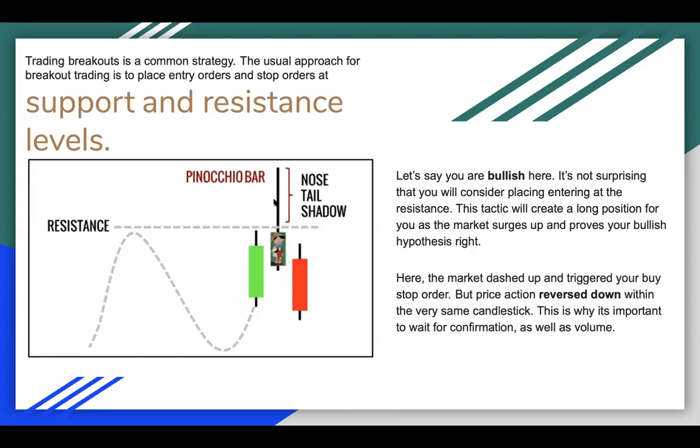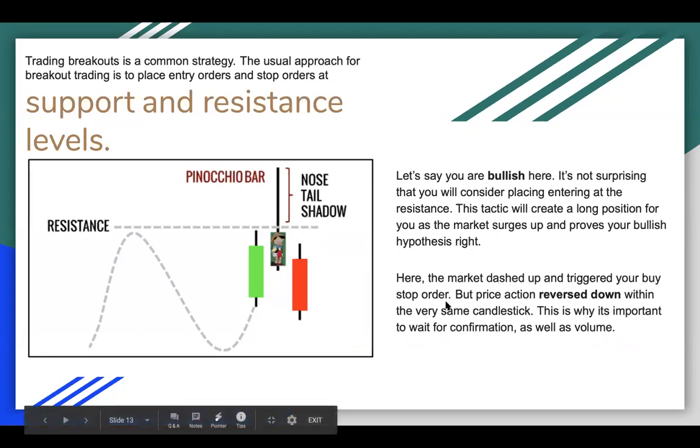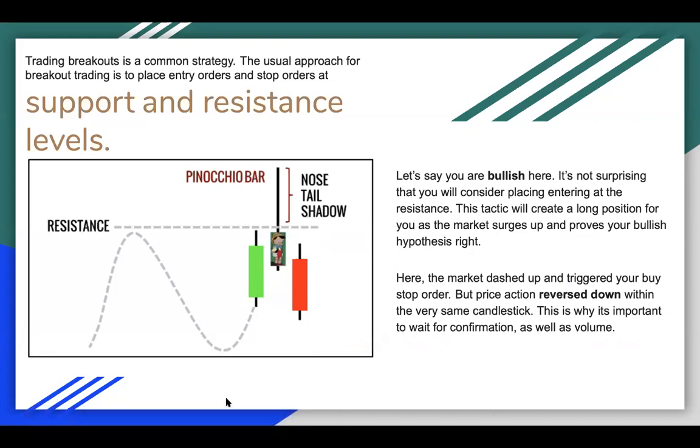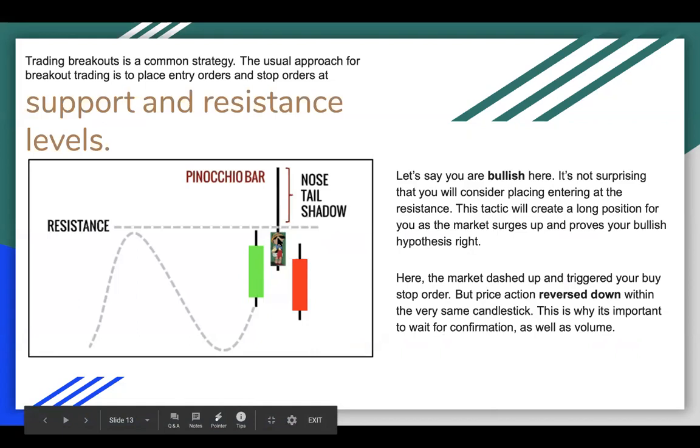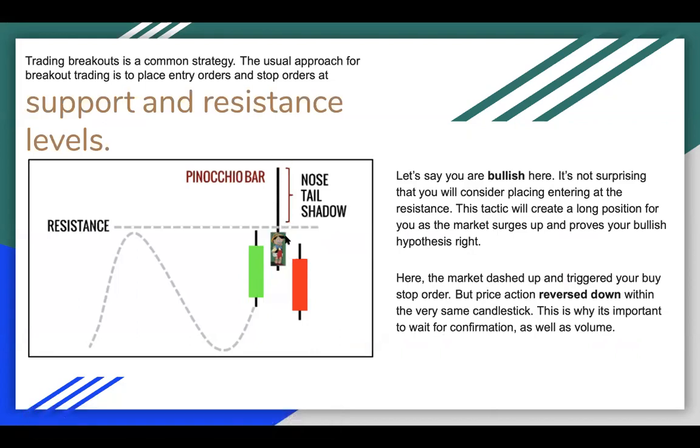Here, the market dashed up and triggered your buy stop order, but price action reversed down within the very same candlestick. This is why it's important to wait for confirmation as well as volume. You don't really have to wait for confirmation, that's my thing now. You can enter as it's breaking out, but understand that if it does fake out on you, you want to exit if it goes below the resistance again, and then you just take the loss. There's really nothing you can do when things fake out on you.